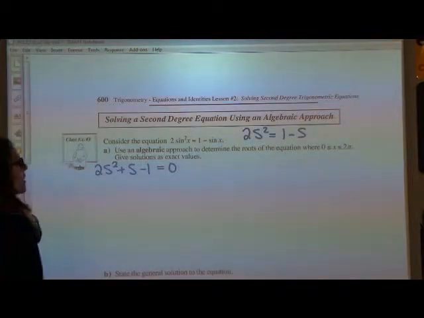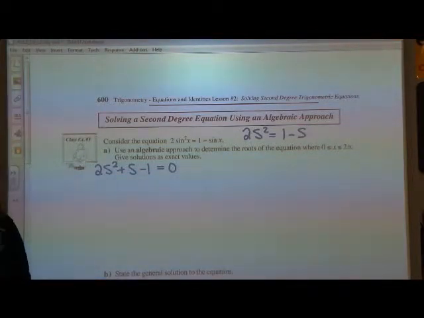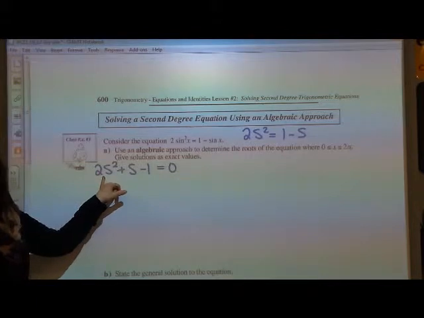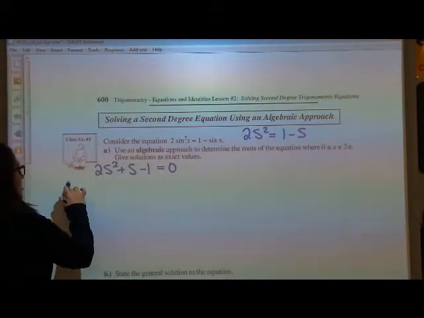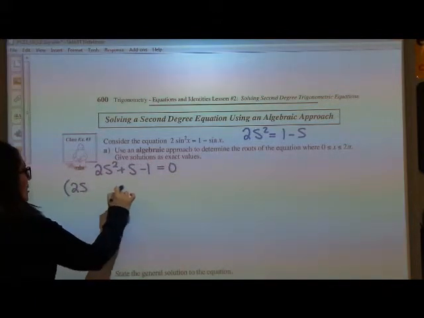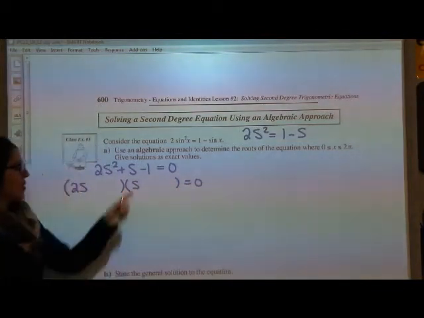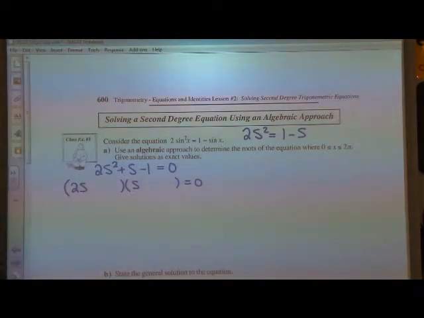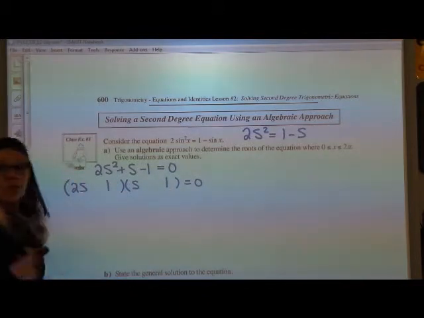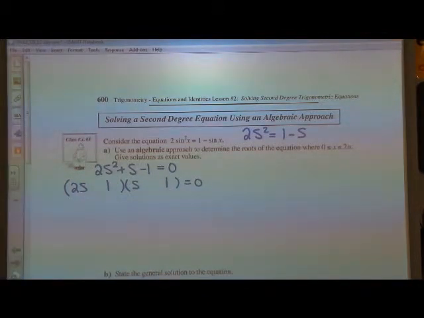Factor it out. So how would I factor this out? Can I factor it kind of using that inspection type method? Yeah, because 2 is a prime number. The only way I'm going to get 2s squared is to take 2s and multiply it by s. And the only way I'm going to get a negative 1 is to do what? So I'm going to have a 1 and a 1. 1 has to be positive, 1 has to be negative.